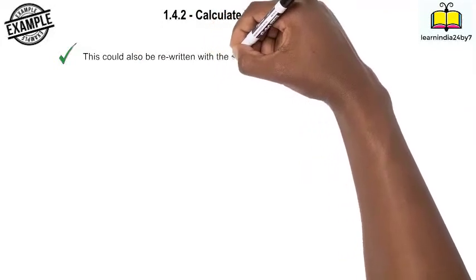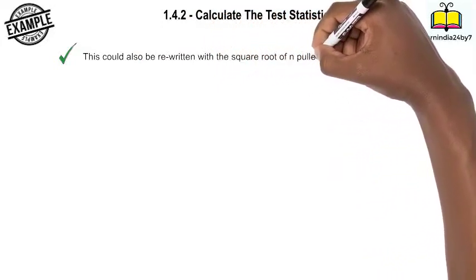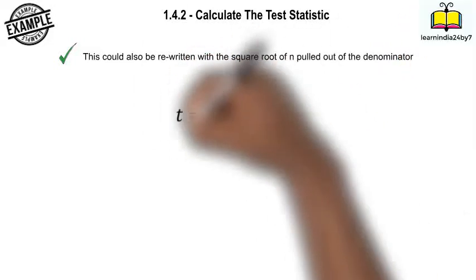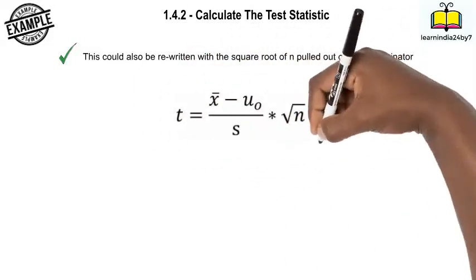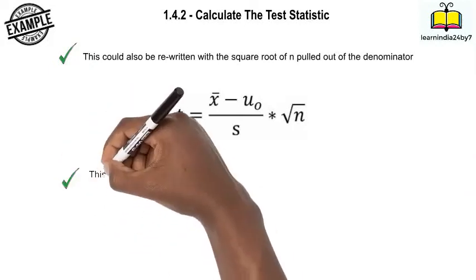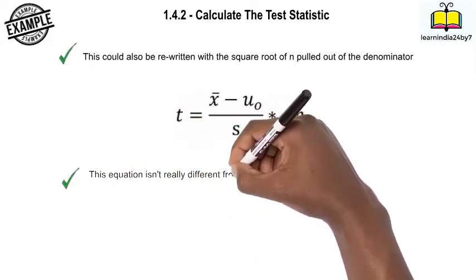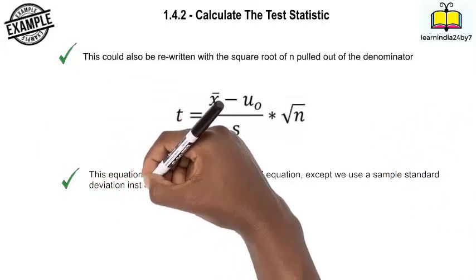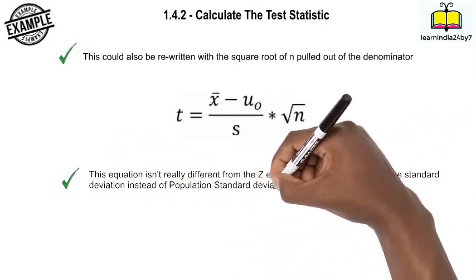This equation could also be rewritten with square root of n pulled out of the denominator. And this equation is not really different from the z-test equation, except we use a sample standard deviation instead of population standard deviation.